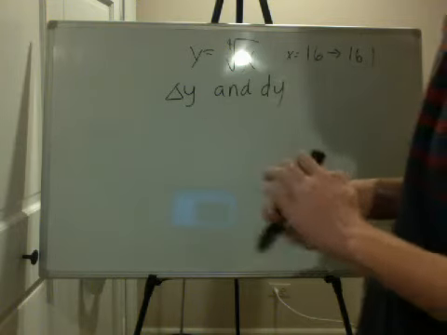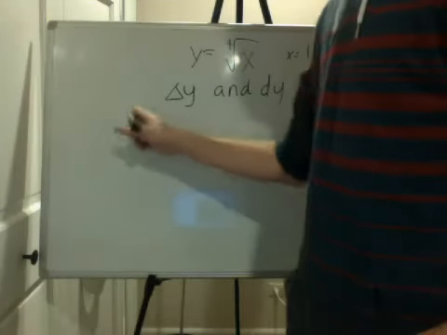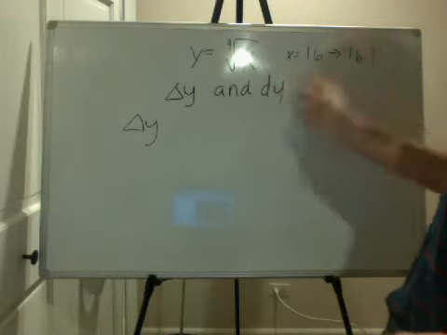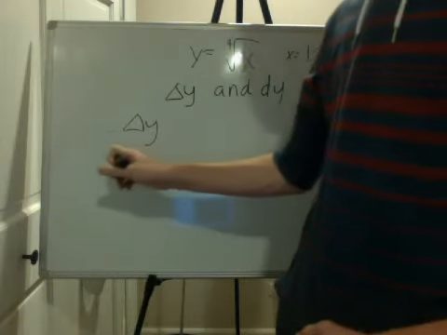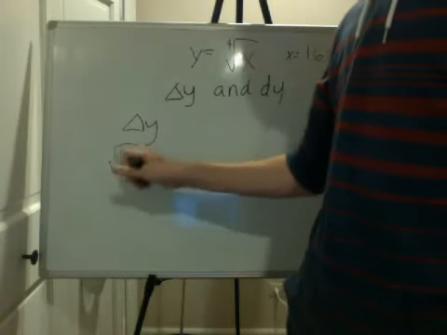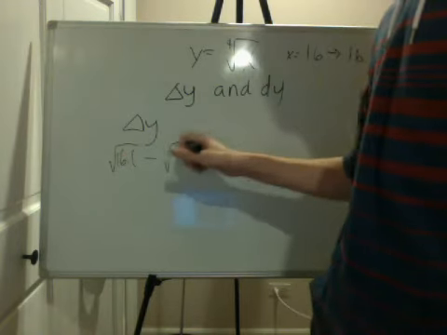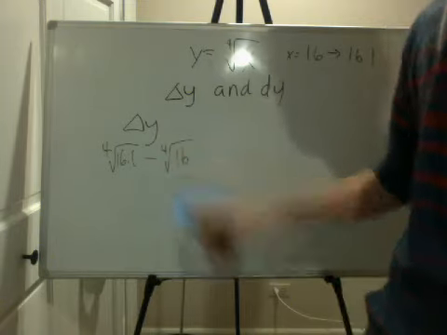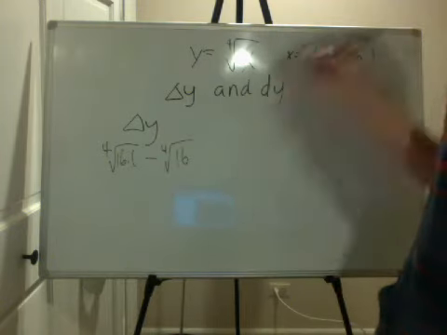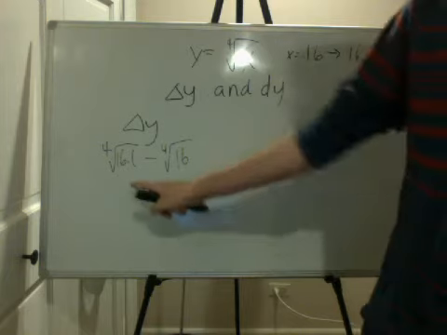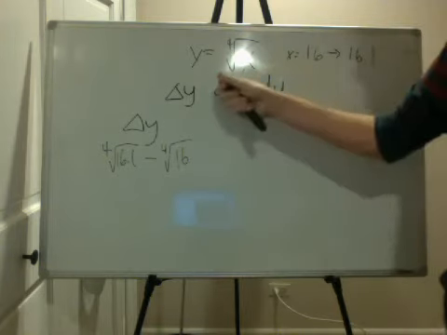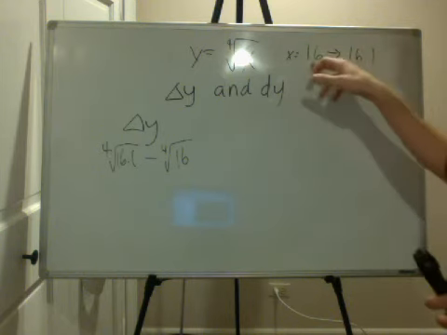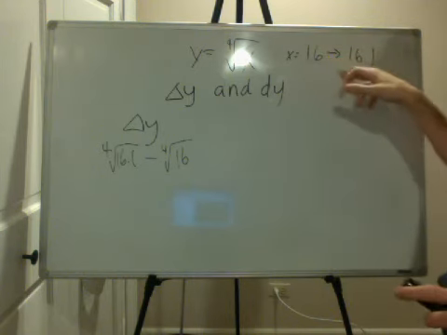So, delta y is what we'll do first. Delta y is simply the difference in what the actual values are. So, this would just be the 4th root of 16.1 minus the 4th root of 16. I don't have a calculator with me, and I have the answer, but the point is that you're just going to literally put these in, and it's the literal difference in y between when x equals 16 and x equals 16.1.